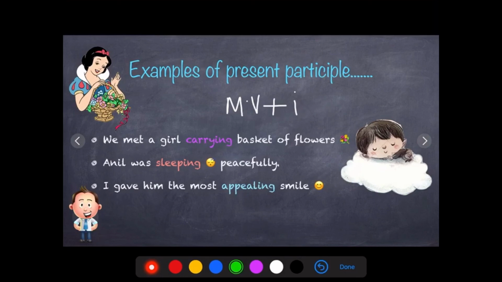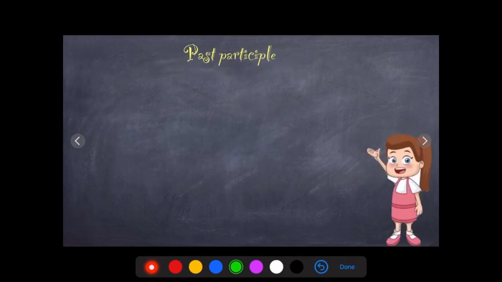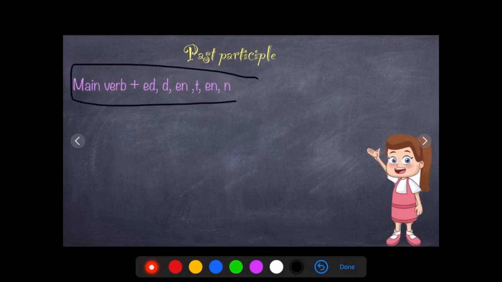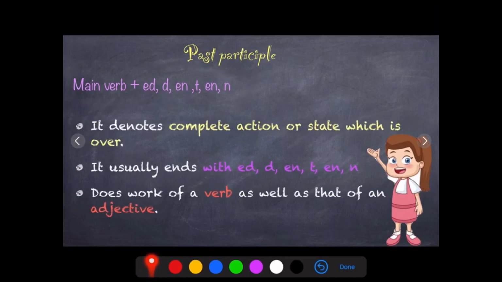Now we will move on with the next one, which is past participle. Let us see the formula of it. Main verb plus ed, d, en, t, or n is the past participle's formula. Let us see the facts. It denotes a complete action or state which is over. In present participle, this action was not over. In past participle, it is over. It usually ends with ed, d, ent, en, n. So these are the words.